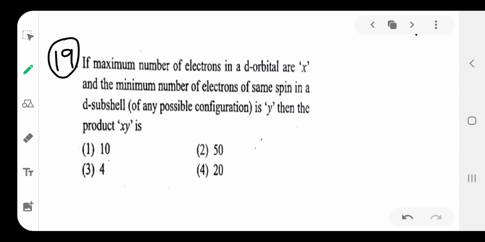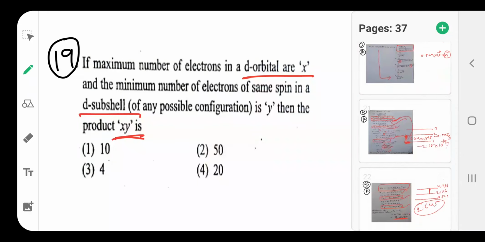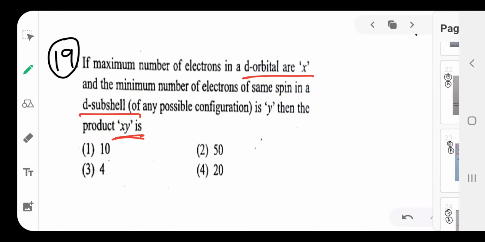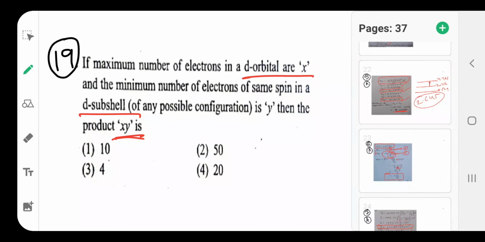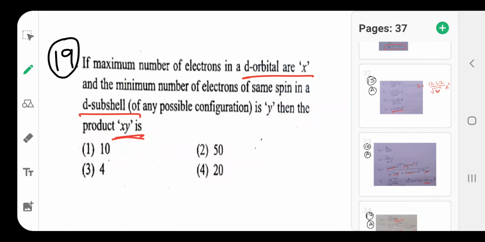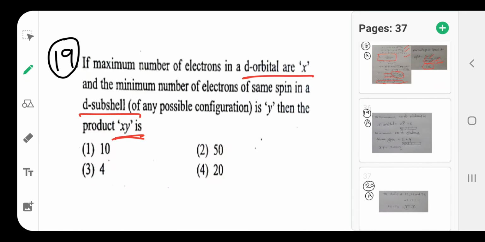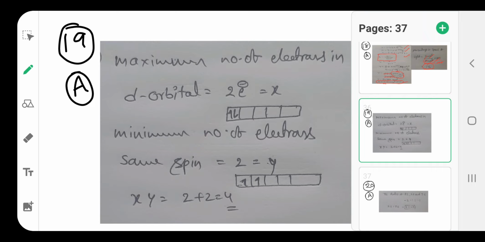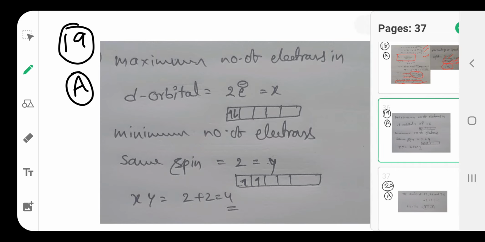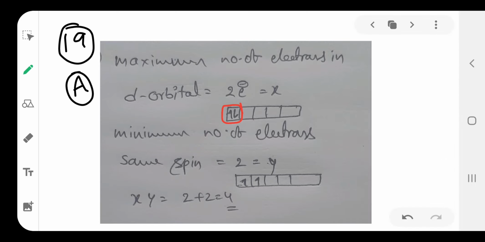The maximum number of electrons in the d orbital is x. The minimum number of electrons of the same spin in the d subshell is y. What is x plus y? Very simple question. Maximum number of electrons in the d orbital, not orbitals, a d orbital. A d orbital can accommodate a maximum of 2 electrons. Each orbital can accommodate a maximum of 2 electrons. So x value is 2.